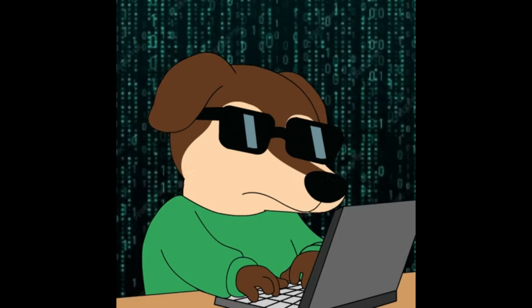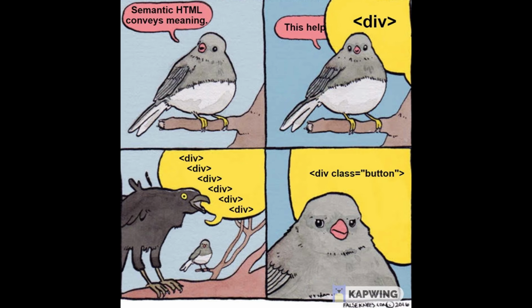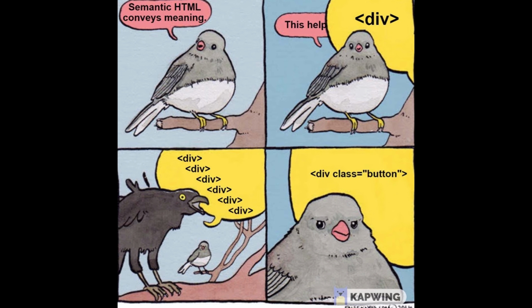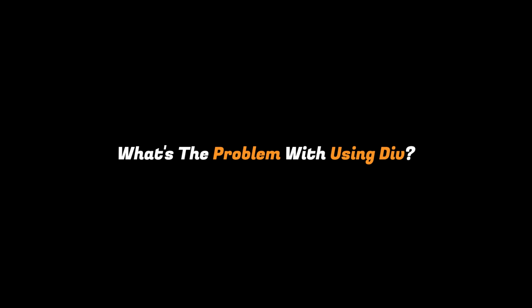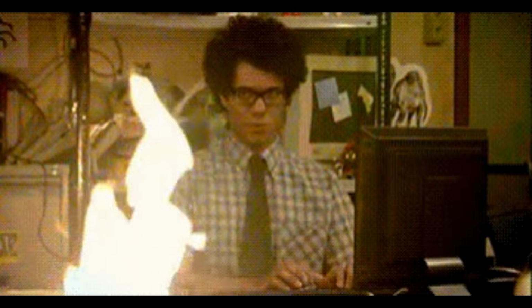Frameworks make it easy to overuse divs, but as a developer, you still have to think semantically. Don't let convenience kill accessibility and maintainability. Just because you can wrap everything in div doesn't mean you should. So you might be thinking, what's the problem with using div? I mean, why does it matter if I'm getting the job done? You are right, but there are a few hidden disadvantages of using div everywhere.